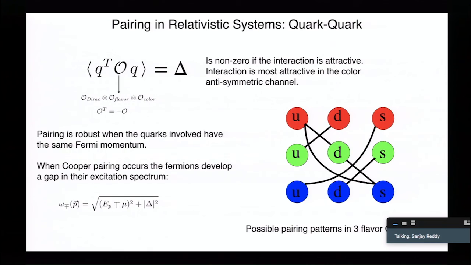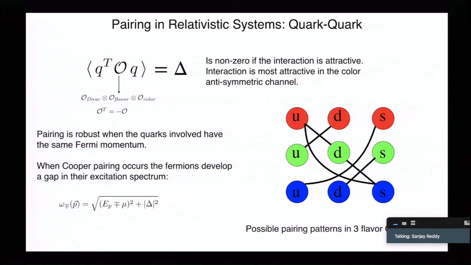So you start producing these energy gaps, delta, in the Fermi system. So if you had equal numbers of up, down, and strange quarks, then this pairing pattern will give rise to the ground state of matter.